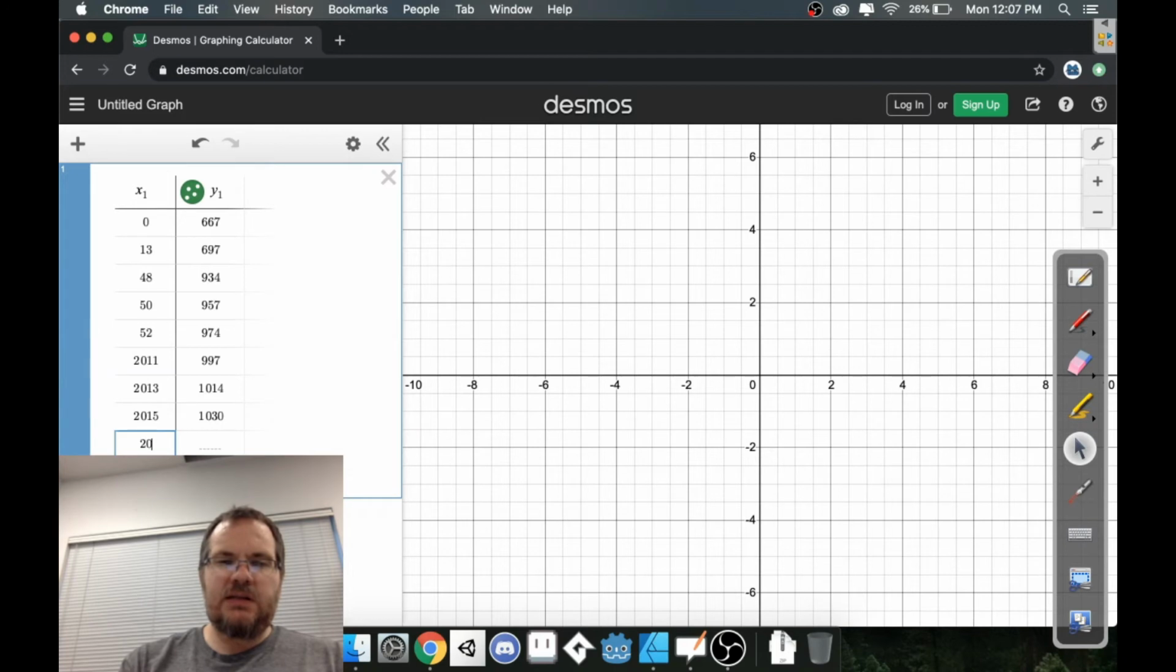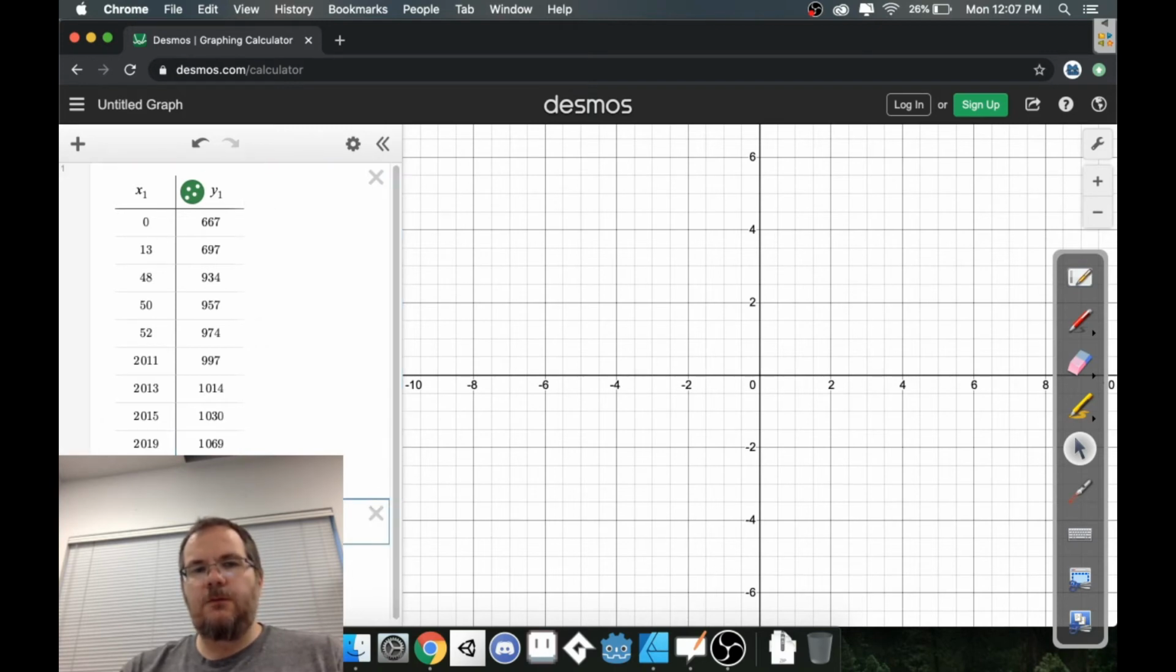And last is 2019, which had a population of 1,069,000. All right, now to do anything with this, before I enter my equation here, I want to properly scale my graph, because as you can see right now, it's going from -10 to 10 on x and from -7 to 7 on y, which doesn't make any sense because our numbers are significantly, oh, good lord.